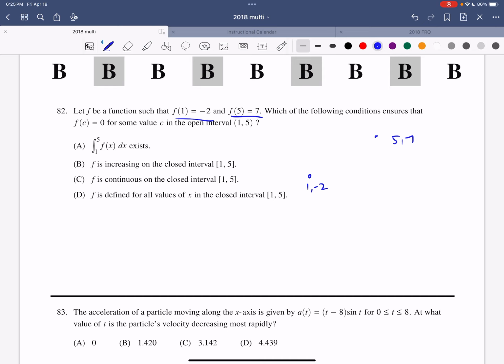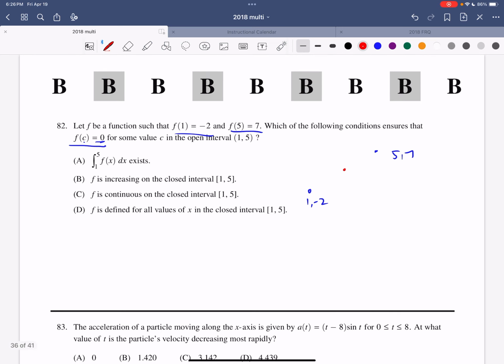And which condition ensures that no matter what the c value is, the y value equals 0? Do you see 0 is between negative 2 and 7? So it's going to be somewhere right here. So which one of these is going to ensure this? That's the Mean Value Theorem.